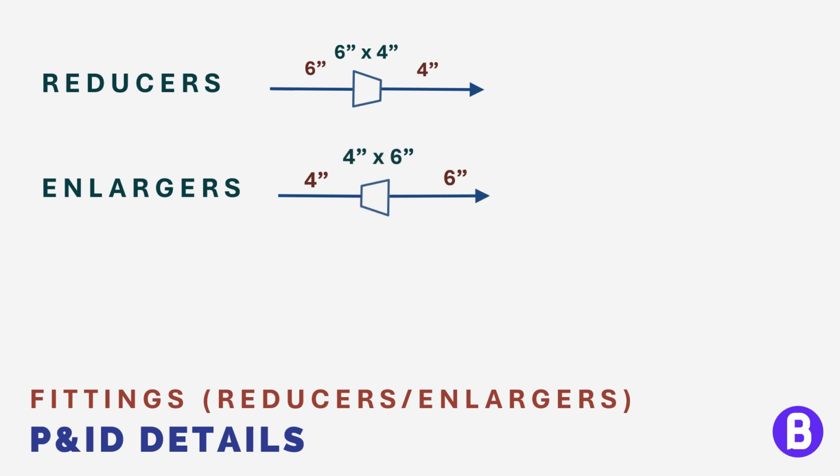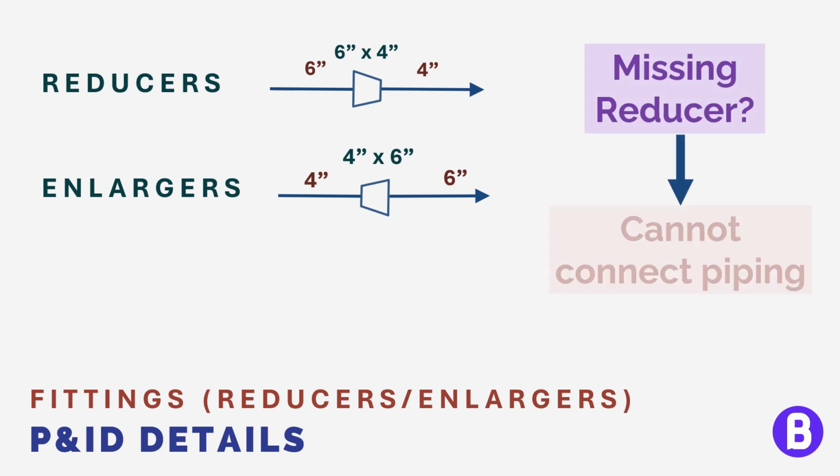So if we want to connect two lines or two nozzles with different sizes, we shall need a reducer or an enlarger. Otherwise, there shall be a conflict in the P&ID as these cannot be connected. New drawing software such as SmartPlant can easily detect these issues. Reducers are commonly used to connect equipment or instruments.